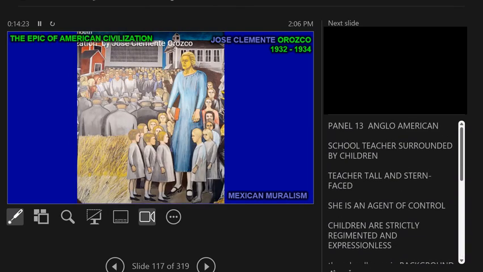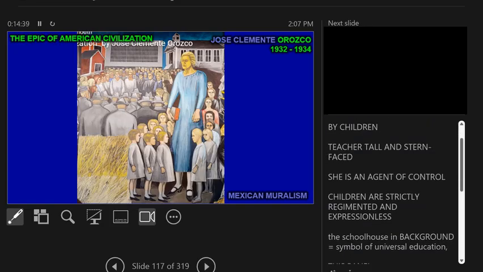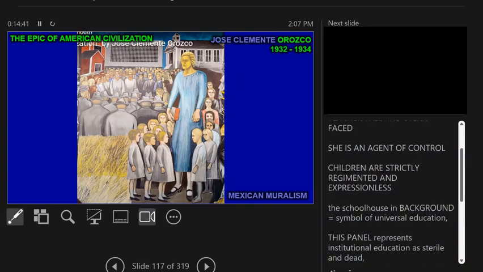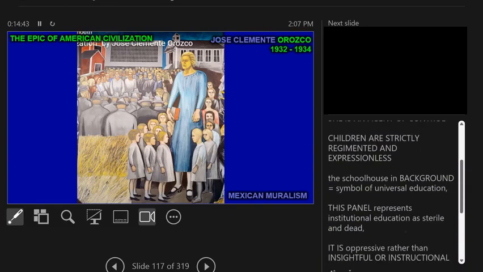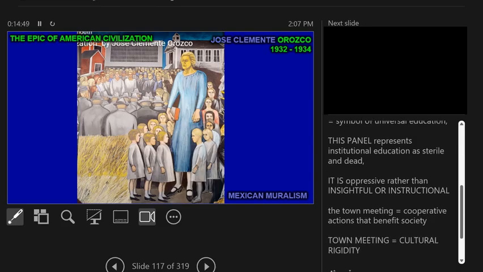In the panel to the right of that, we have a woman who is teaching the younger children, and they're all very English. You know, like they have the blonde hair. The teacher looks very tall and stern faced, and she's an agent of control. The children are very strictly regimented and expressionless, and the schoolhouse in the background is the symbol of universal education.